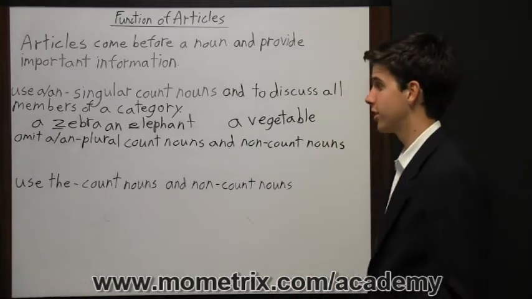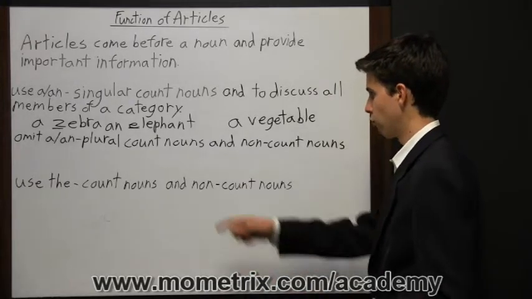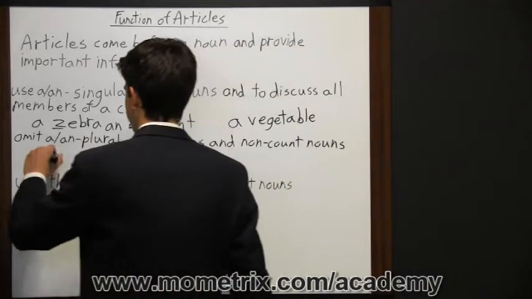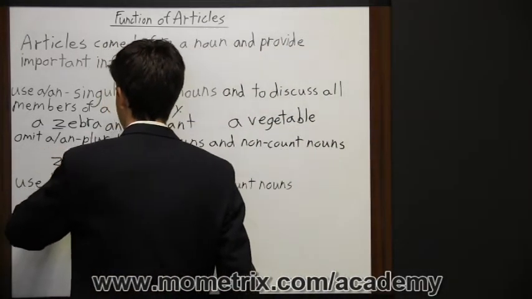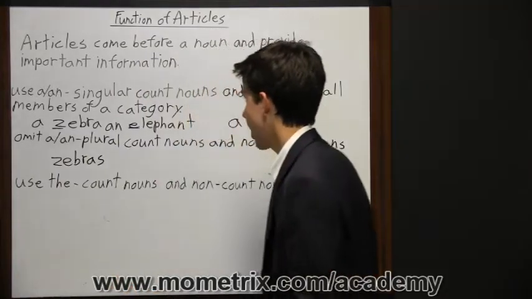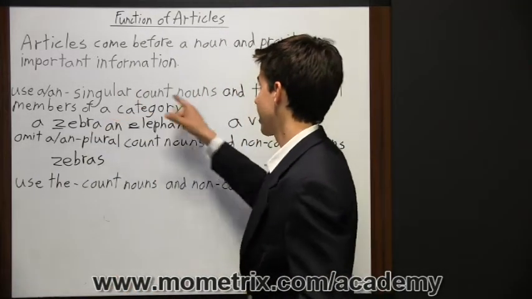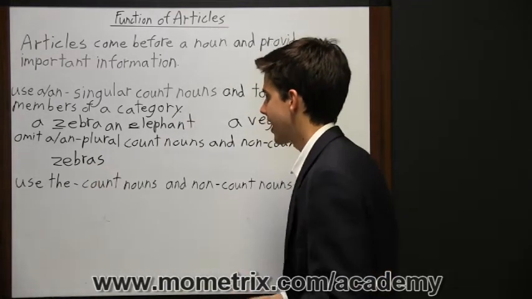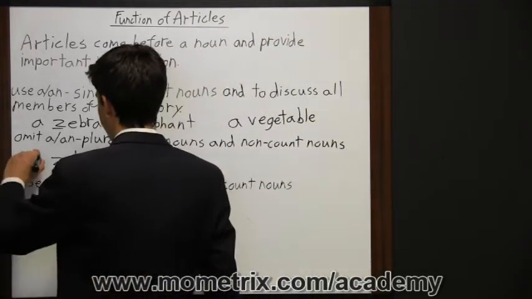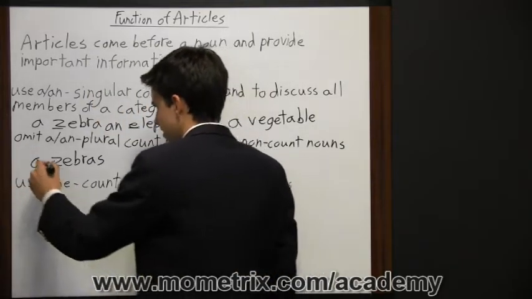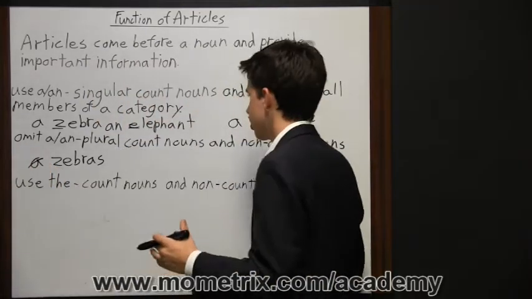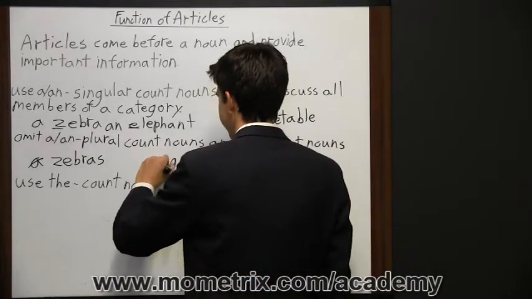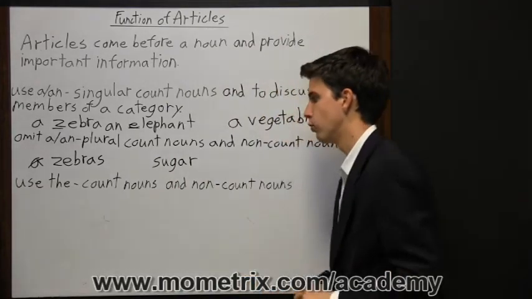Now, there are some times that it's good to omit a or an, like before plural count nouns and before non-count nouns. So like with the word zebras. This is a plural count noun, because earlier we used zebra as a singular count noun. Well, zebras is still a count noun, but in this case it's plural. And so we're not going to use a before zebras because you wouldn't say a zebras. That sounds funny. And then you also don't use it before non-count nouns, like sugar. Sugar is not something that you count, and so you wouldn't use a or an before it.